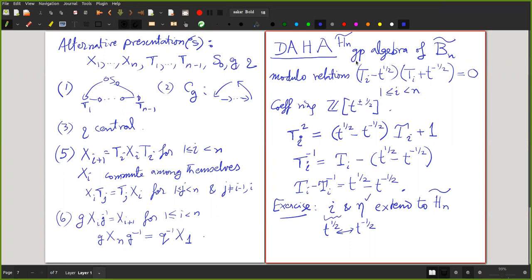Sorry, I had a quick question, not a question really, a remark maybe. So you're saying that I extends from the Hecke algebra to its group algebra, including this extra conjugation. And eta extends without this conjugation to the group algebra. And both of those factor to the double affine algebra. Yes.